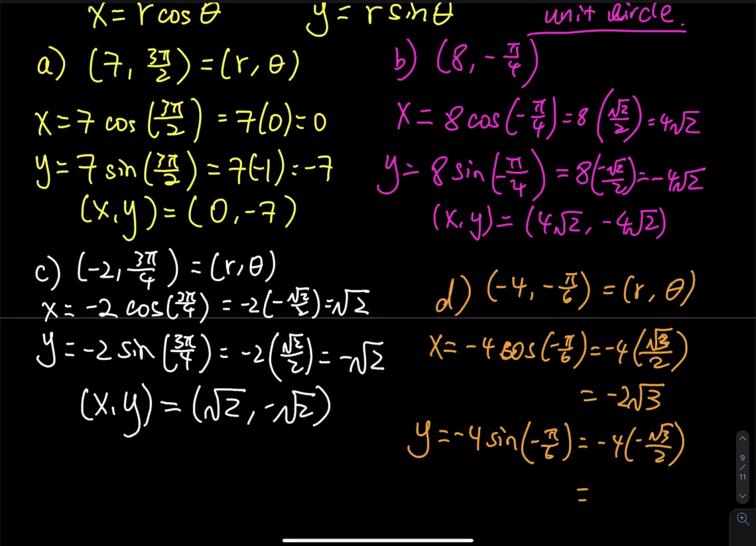Is that a mistake? Maybe I should review my unit circle, so that is a mistake. For pi over 6, the y coordinate is negative 1/2, so negative 4 times negative 1/2 is equal to 2, so the rectangular coordinate is (negative 2 root 3, 2).